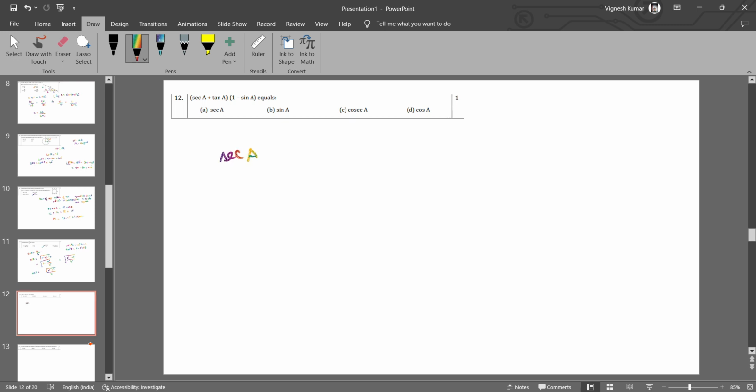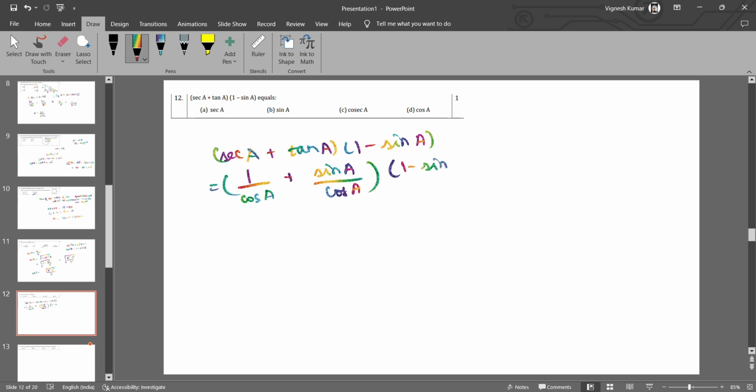Next, we have to simplify this somewhat lengthy thing. Secant A plus tan A into 1 minus sin A into a simpler trigonometric ratio. How can we do it? Secant A, how are secant and cos related? They are inverse relations, right? So secant A will be 1 by cos A plus tan A is sin A by cos A into 1 minus sin A.